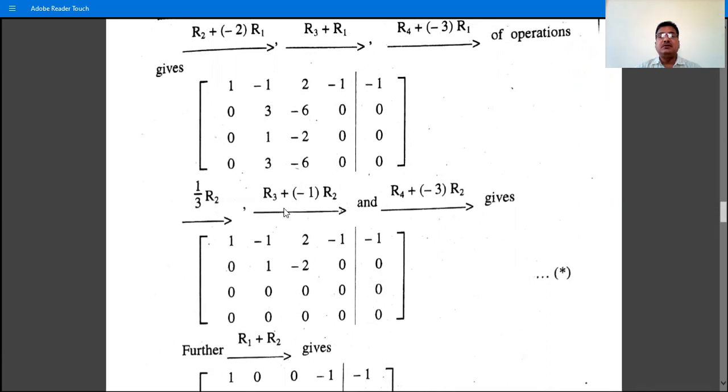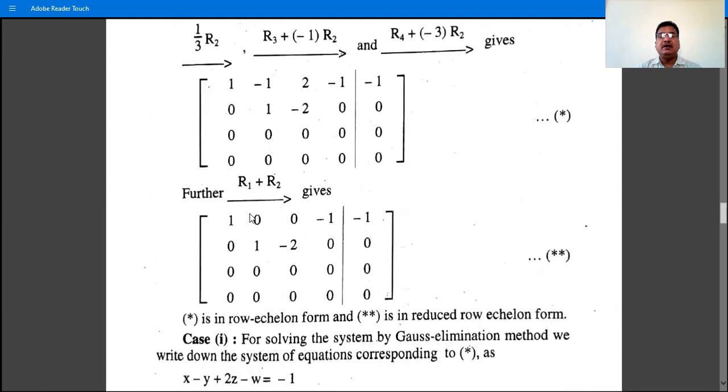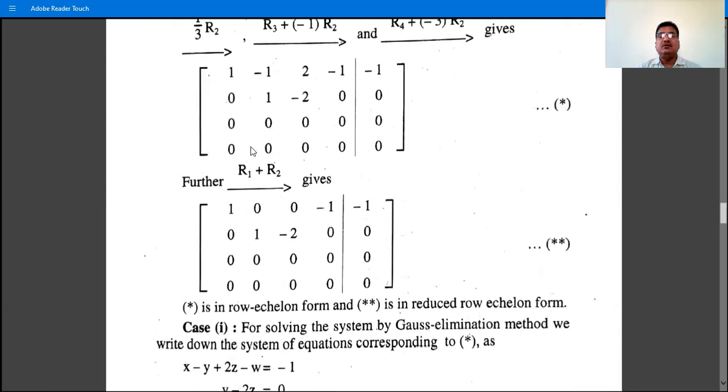Okay, and then reduce the remaining element to 0. We have this matrix, and this is an echelon form, row echelon form. If you have to reduce this matrix to reduced row echelon form, just reduce this element, minus 1, to 0. So the operation is R1 plus R2, change in R1.